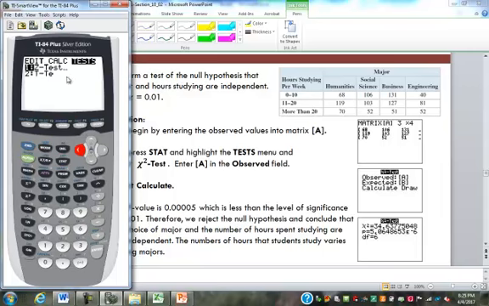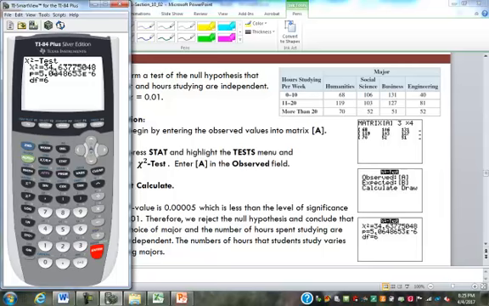Now we go to stat tests. This is the chi-squared test. They just call it chi-squared test. They don't call it test of independence or anything like that. So we select the chi-squared test. The observed values are in matrix A, so that's there. If it wasn't the right one, what we would have to do is press second matrix, and from the names list, we would select the first one. Here's matrix A. Then put the name of matrix A in there. Hit enter. Expected is in matrix B, so that's correct. Again, you do the same thing if you needed to change that name there. We're going to select calculate, and there we go.